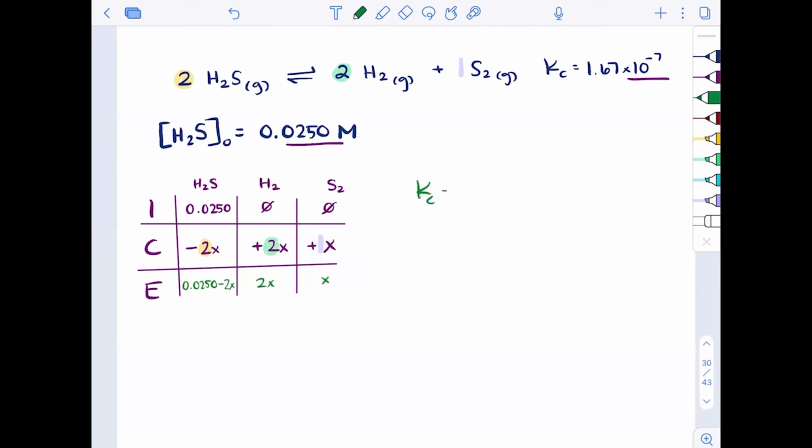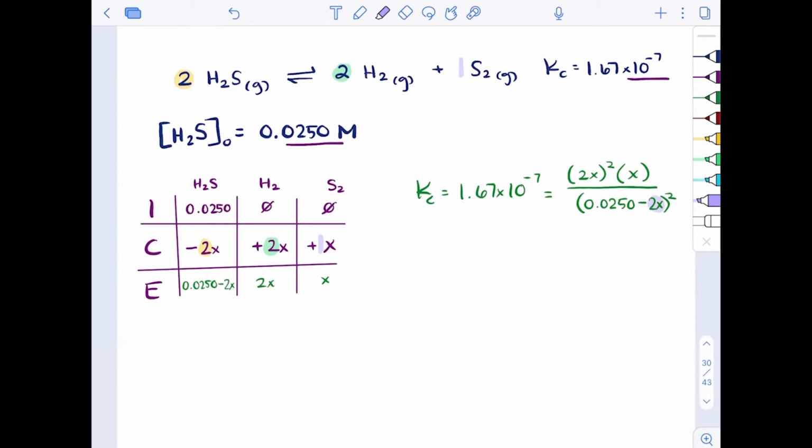Let's write out our Kc. 1.67 times 10 to the negative 7 is equal to 2x squared times x, the concentration of H2 squared times the concentration of S2, divided by 0.025 minus 2x squared. Do you see the problem?